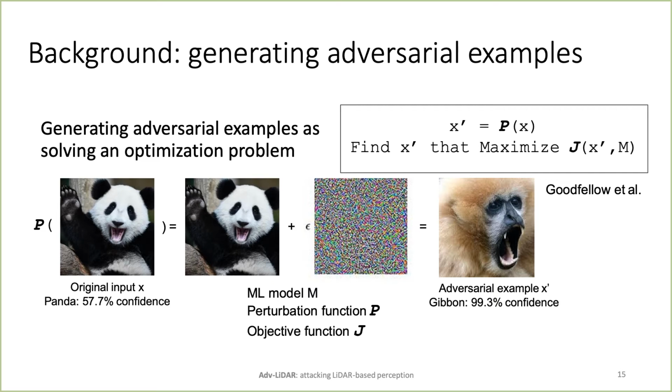And so the idea is that we're going to take some world input or sensor input X. We're going to perturb it using this perturbation function P, and we get out the panda plus the noise. Then we're trying to craft this objective function J, given some machine learning model and this perturbed input, the panda plus the noise. We want to maximize the chance that it's going to be the label of our choice, in this case a gibbon, or for us, a fake object.